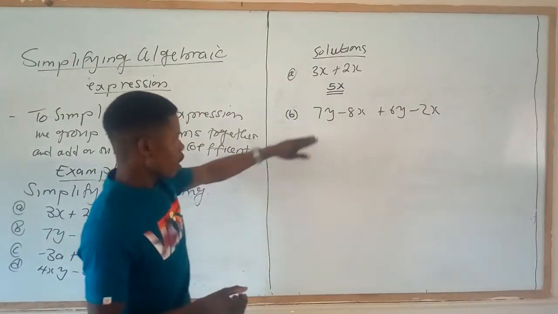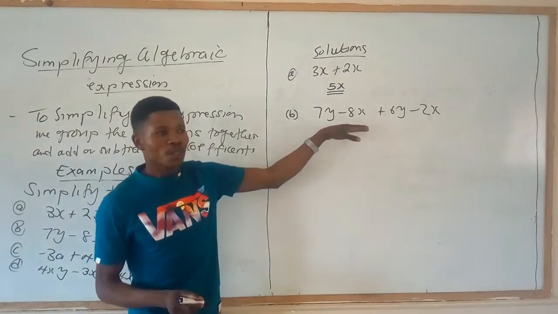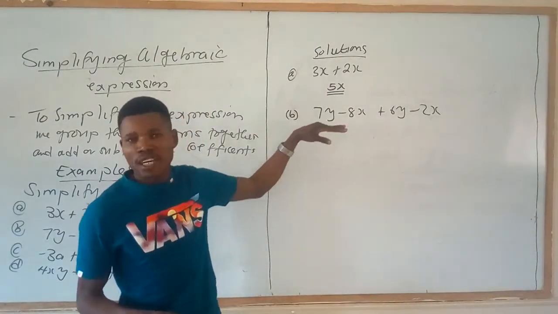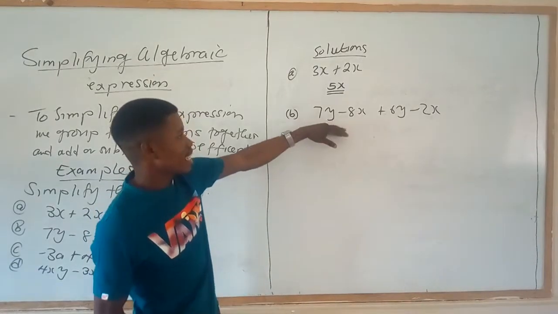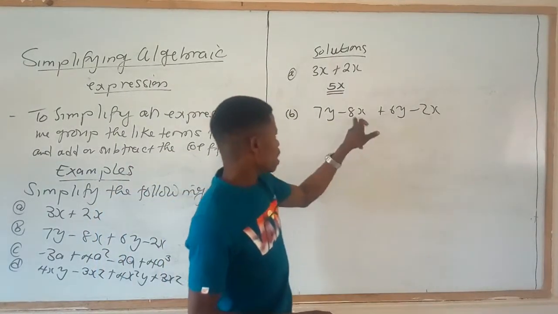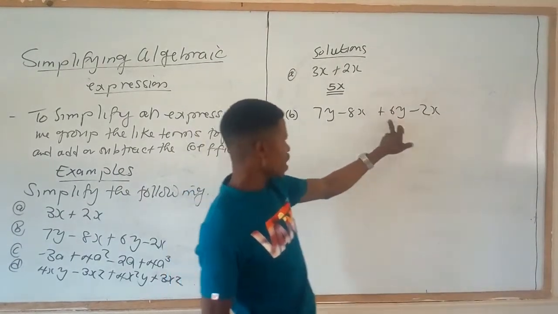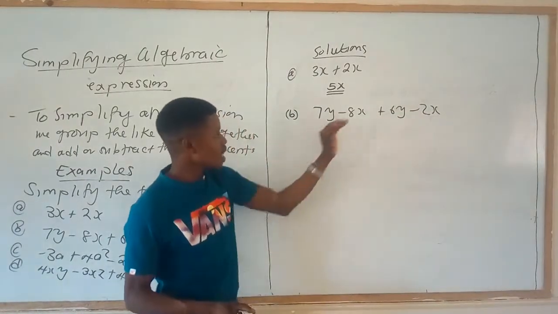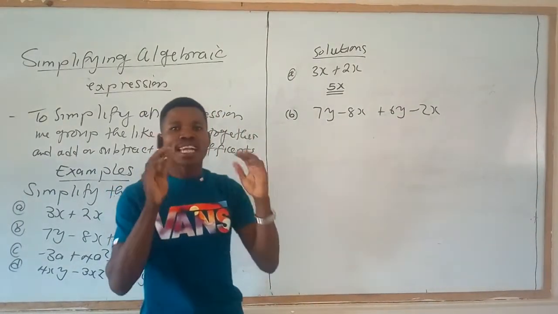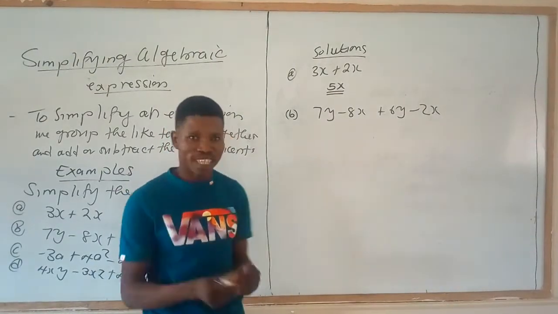Now if you look at this, 7y and 8x are unlike terms, so you cannot subtract 7y minus 8x. Similarly here, you cannot add or subtract these unlike terms. So what we need to do here is to group the like terms together so that we are able to add or subtract them.